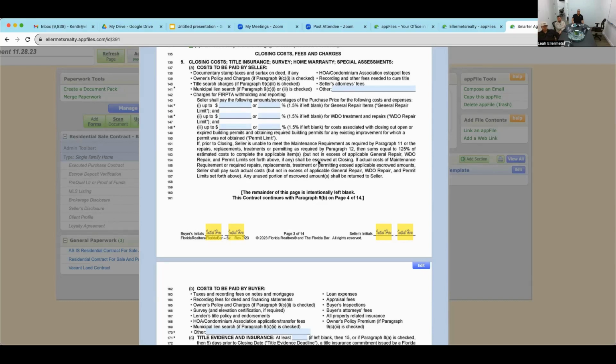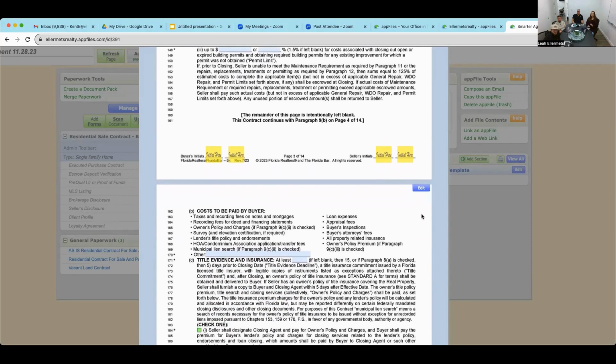Yeah, so right here, this clearly says if actual costs of maintenance requirement or required repairs, replacements, treatment, or permitting exceed the applicable escrow amounts, seller shall pay such actual amounts of costs, but not in excess of applicable general repair, WDO repair, and permit limits set above. Any unused portion of escrowed amounts shall be refunded to the seller. So this is what it is, but it ties everybody up more.